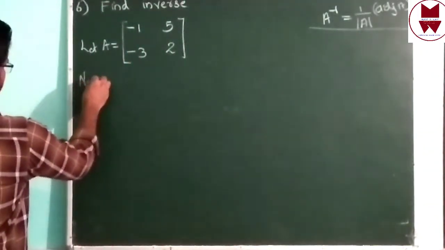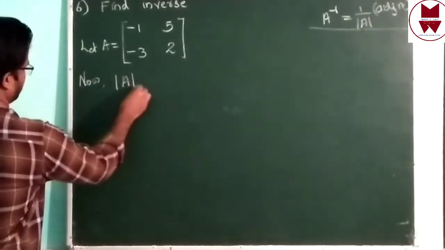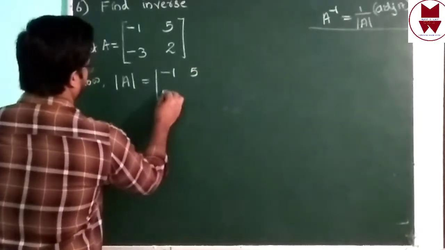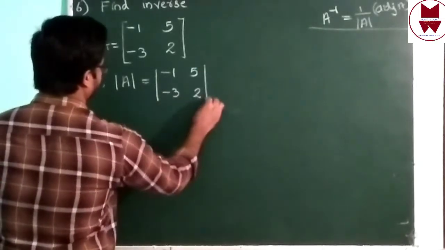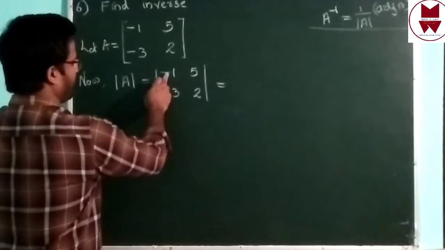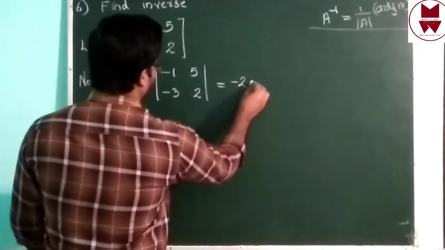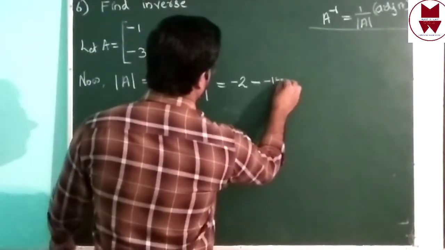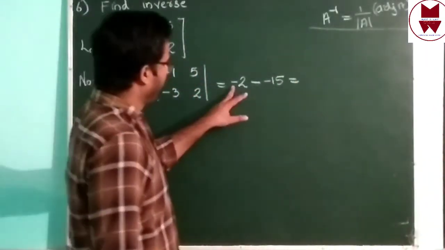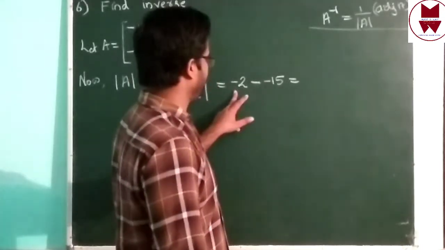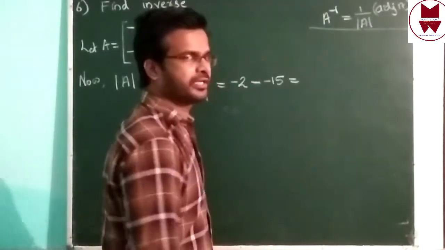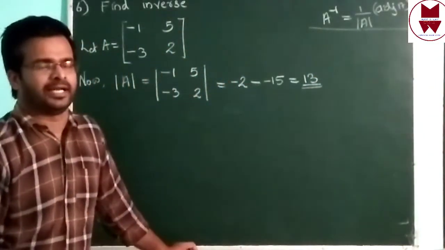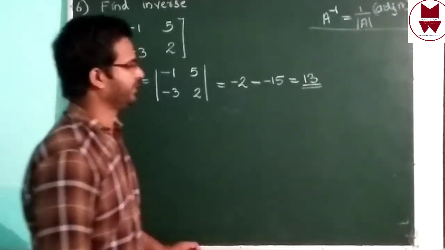Now, determinant of A equals determinant of minus 1, 5, minus 3, 2. Just cross multiply: minus 1 into 2, minus 2, then minus 3 into 5, minus 15. That equals minus 2, minus into minus plus, minus 2 plus 15, 15 minus 2 will get 13. Now we got the determinant of the given matrix, that is 13.